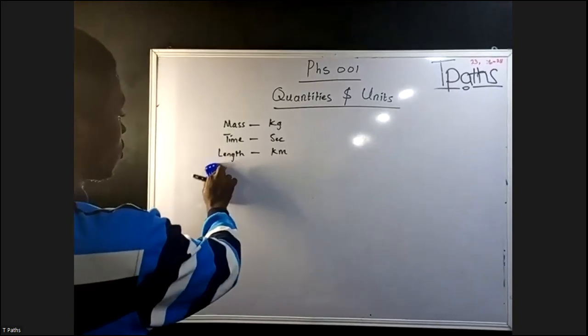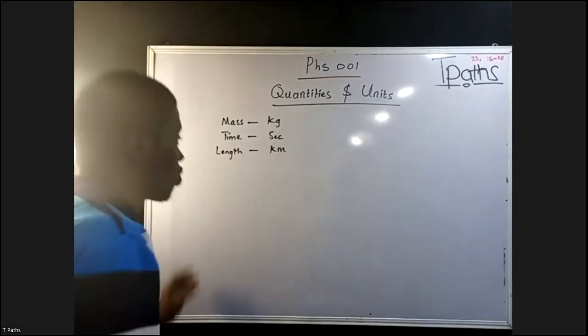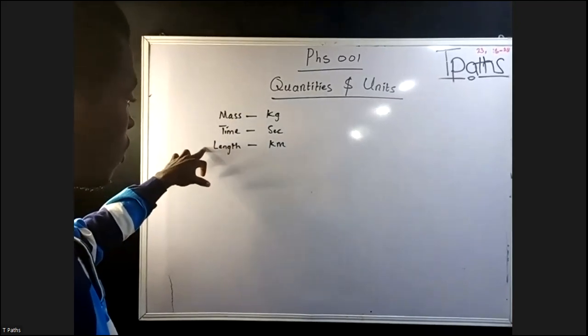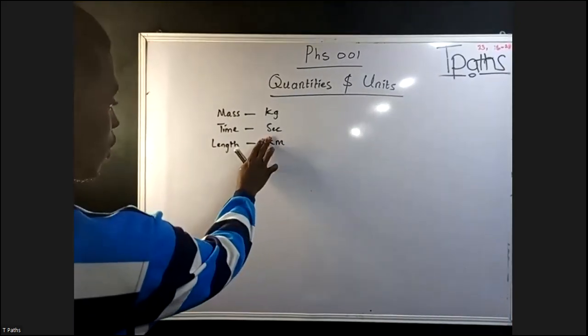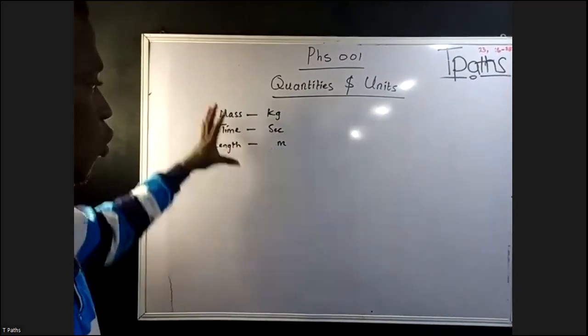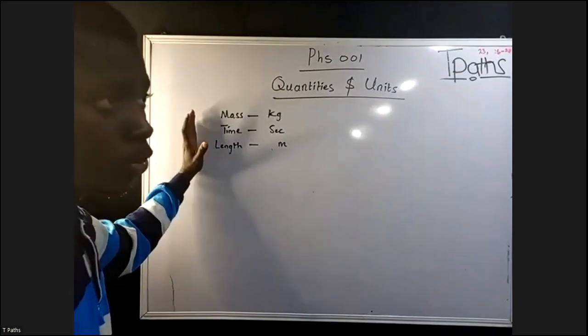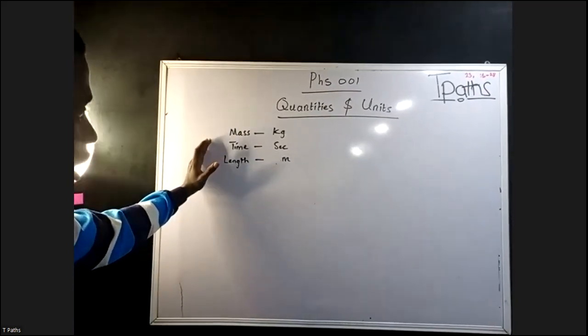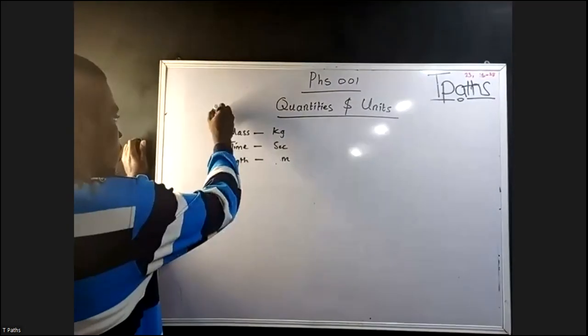In our secondary school, we were introduced to just these three: mass, time, and what? Length. Length is measured in meter, not kilometer. So mass, time, and length. So these three are examples of what? Fundamental quantity. Do you get that? So these are fundamental quantities.